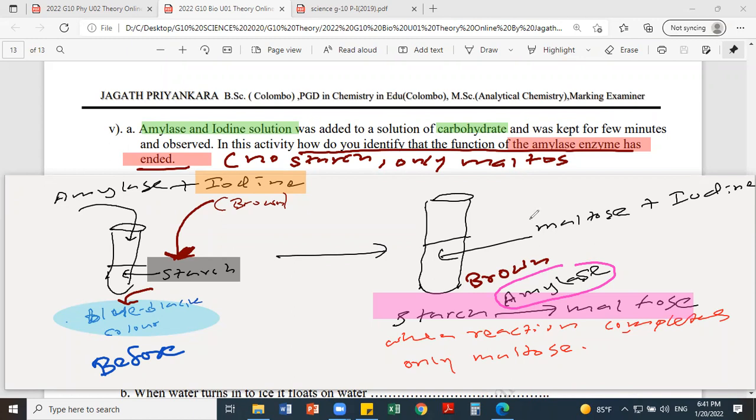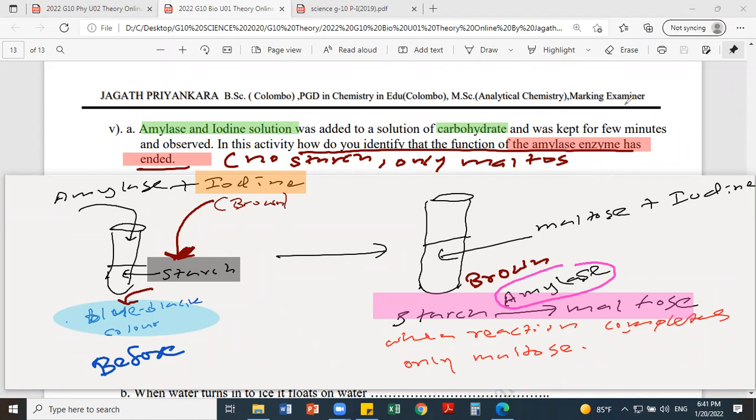So what is the answer for this now? In this activity, how do you identify whether the function of amylase has ended? When the blue-black color of the solution turns completely into brown. Again, what is the answer? When the blue-black color of the solution completely turns into brown, that means the amylase action is over. Why? Amylase has converted all the starch into maltose. All the starch is converted into maltose by the amylase enzyme. That means blue color turns into brown.